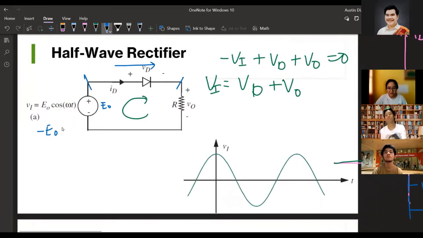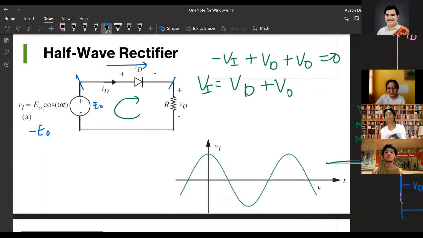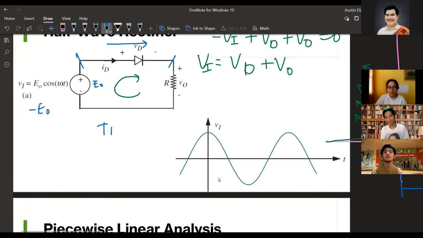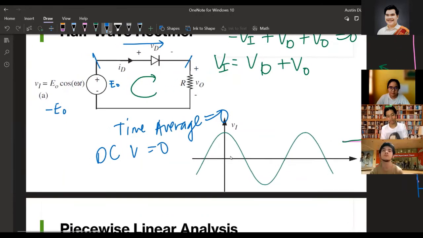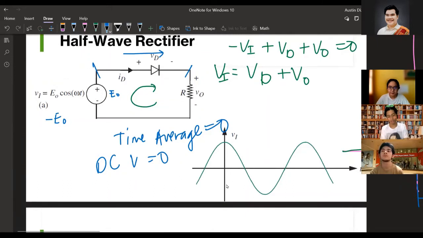Okay. So anong sense nitong lahat ng to? Titingnan natin ngayon ito yung graph natin, di ba? Ito yung source natin. Meron tayong cosine wave. Anong time average nito? Time average nito is just 0. Kasi itong part na to, magka-cancel lang siya with this part, that part will cancel with the next one, and so on and so forth. So wala tong DC voltage. DC voltage is equal to 0, dahil kita nyo naman na alternating current siya.